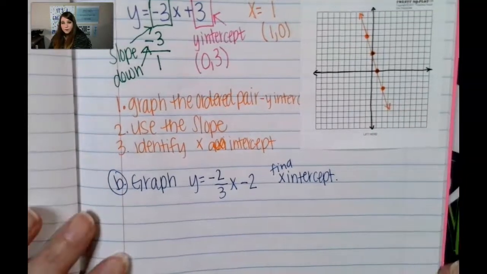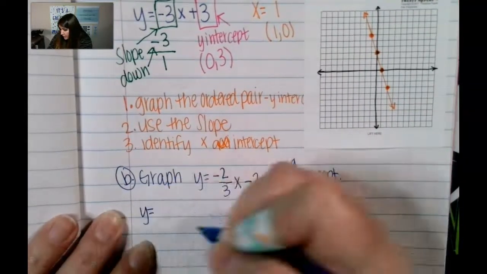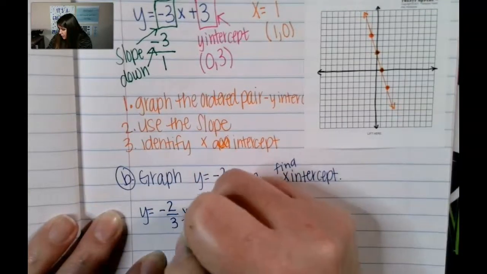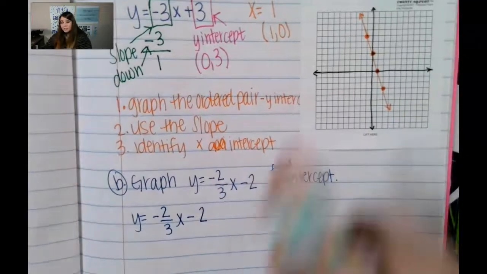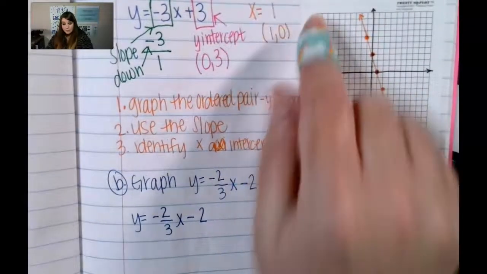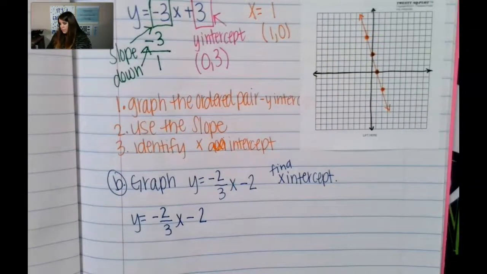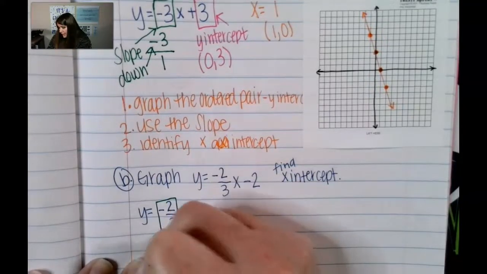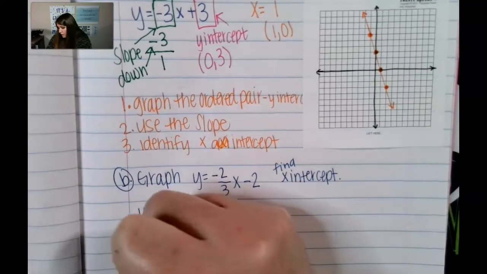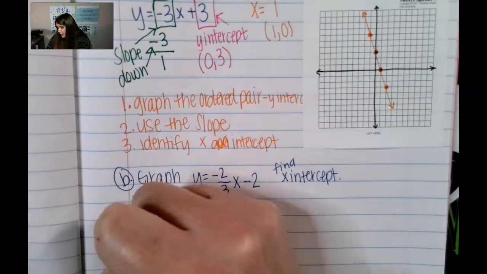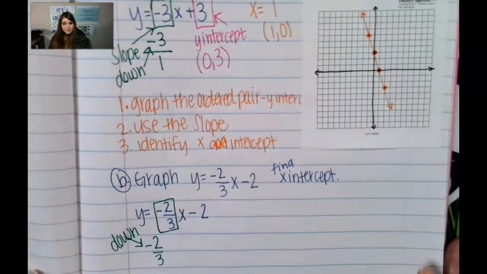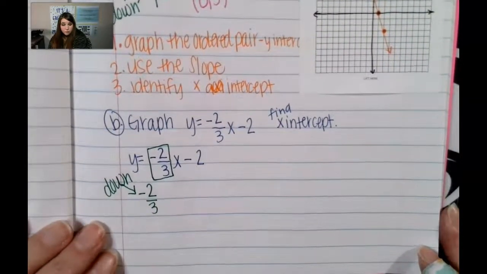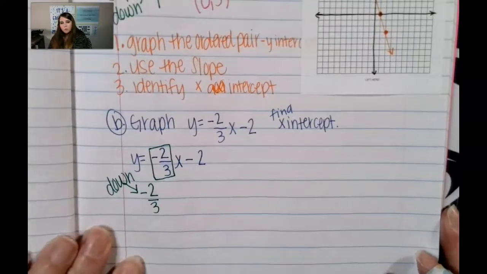All right, so our first job, we're going to rewrite this so that we can identify our slope and our y-intercept. Again, we want it to be in y equals mx plus b. So right away I see my slope. My slope again is negative 2/3. That tells me my line is going down. So when I rise, my rise over run is going downward, right?